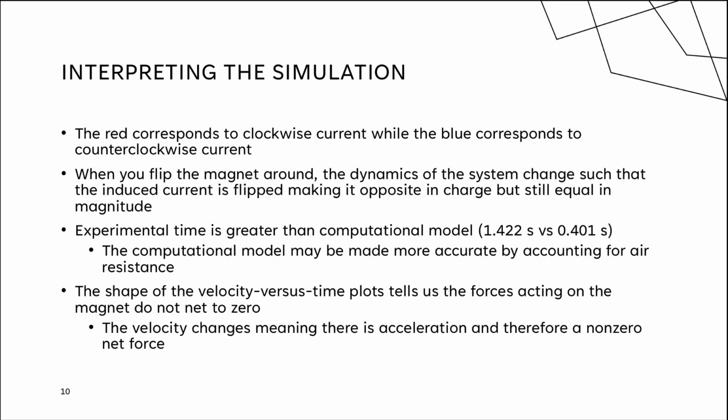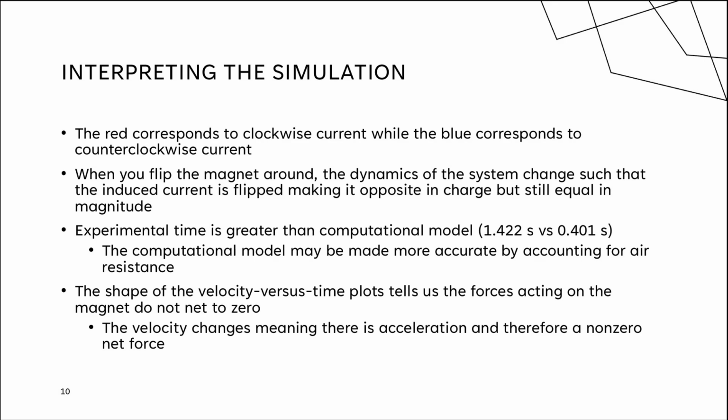All right, so interpreting the simulation, the red in the previous slide of the computational model corresponds to the clockwise current, while the blue corresponds to the counterclockwise current. And when you flip the magnet around, the dynamics of the system change such that the induced current is flipped, making it opposite in direction, but it's still equal in magnitude.